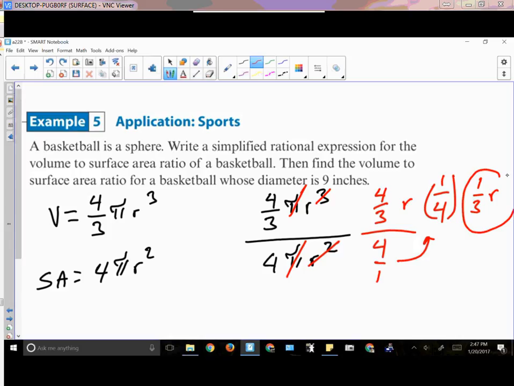So now the question comes up here, what is the volume to surface area ratio for a basketball whose diameter is 9? Well, what's the diameter? If the diameter is 9, what's the radius? 4.5. So that means all I do is put in 4.5 and multiply it by 1/3.